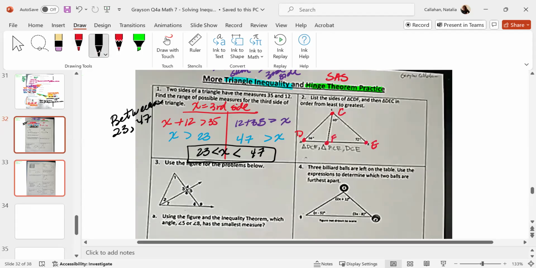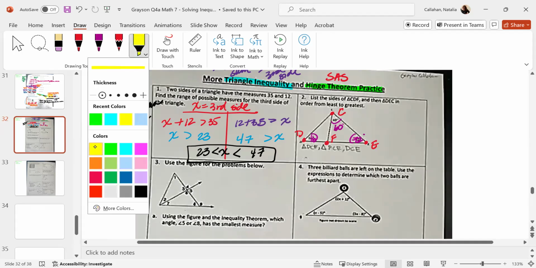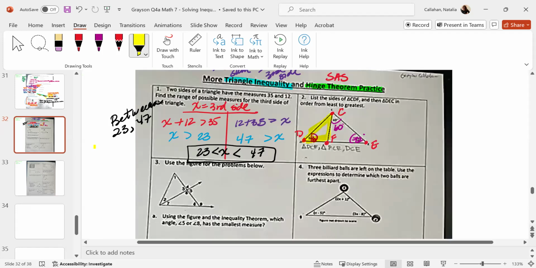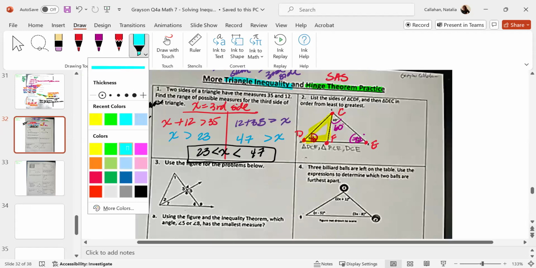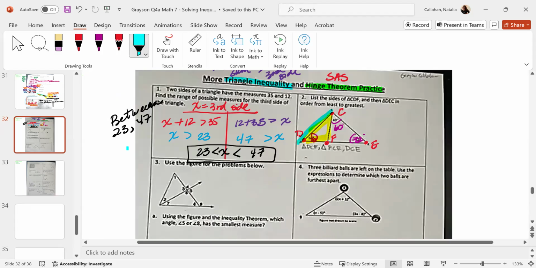Okay, what's the measurement of this angle right here? That's 16. What about this one here? 60. Okay, what's this one? 72. Okay. So CDF, you want to label them, and I want you to color them. CDF is this yellow triangle. Do you see that? And then DEC is this big triangle. Is that correct? Is DEC this blue big triangle? Yeah. Okay.